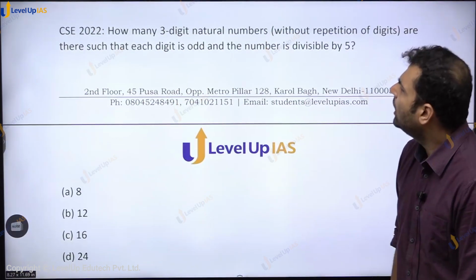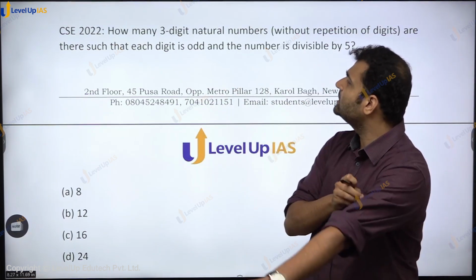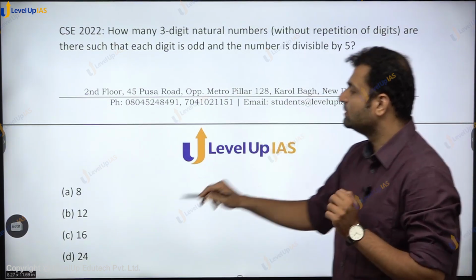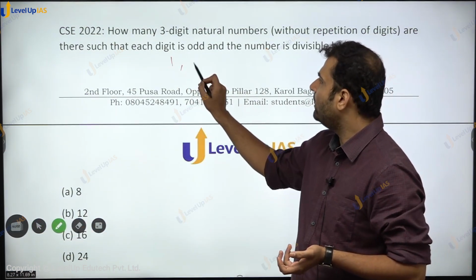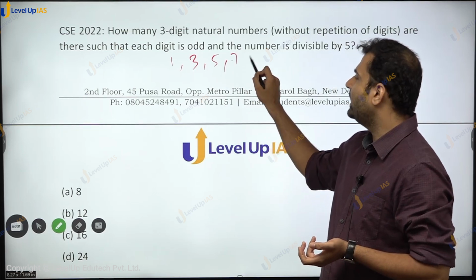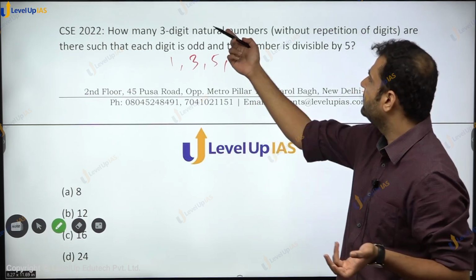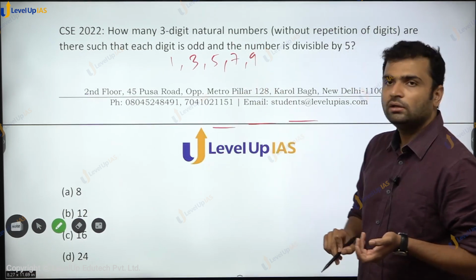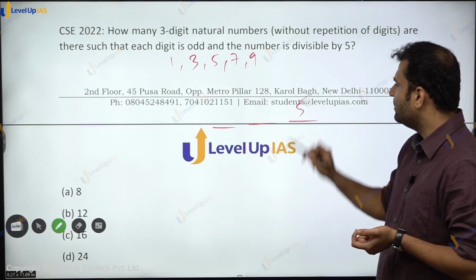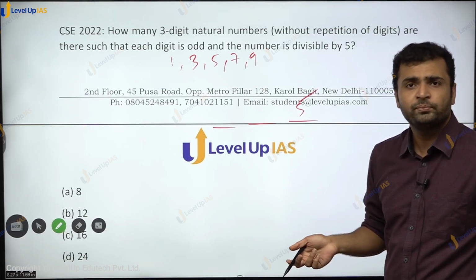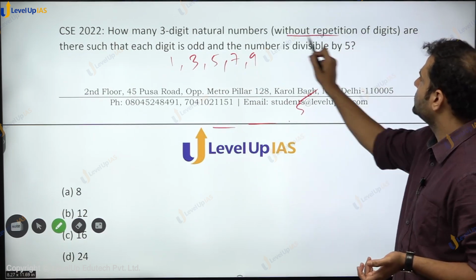Next, how many 3-digit natural numbers without repetition of digits are there such that each digit is odd and the number is divisible by 5? अब each digit is odd meaning we can have 1 3 5 7 9 as the only possible digits because these are the only odd digits we have and we want to have 3-digit natural number divisible by 5. तो 5 के लिए divisible होने के लिए यहाँ पे बस 5 ही होना पड़ेगा, no other choice. तो यहाँ पे 5 फिक्स हो गया and क्या दिया है without repetition that is mentioned.